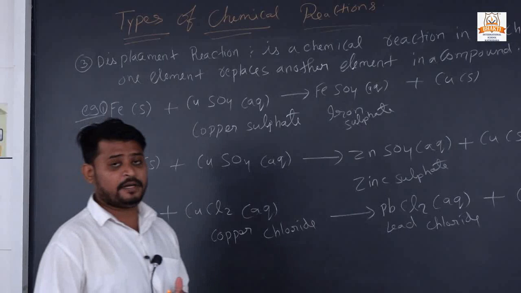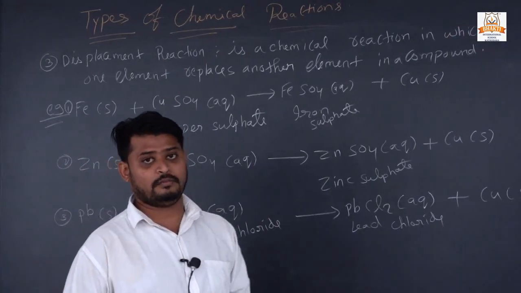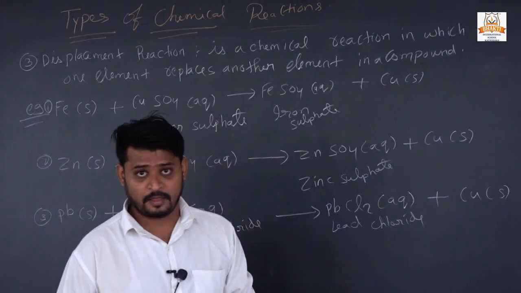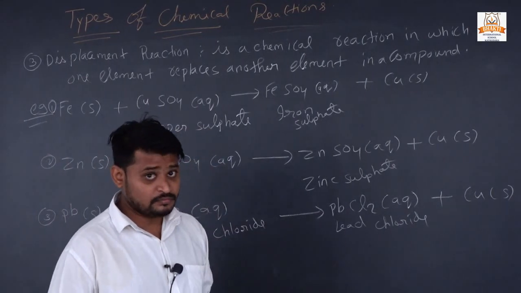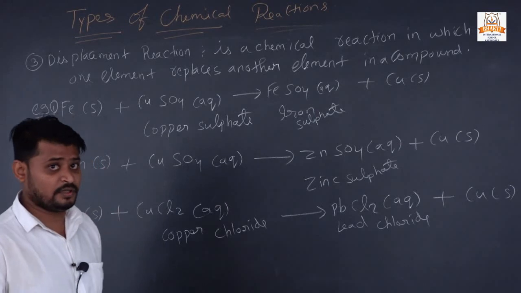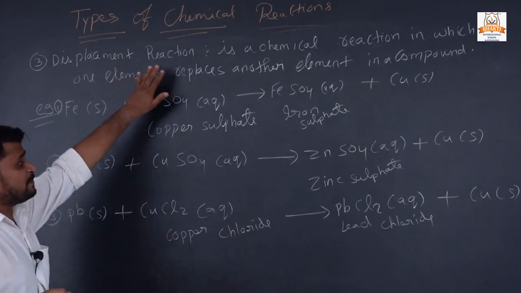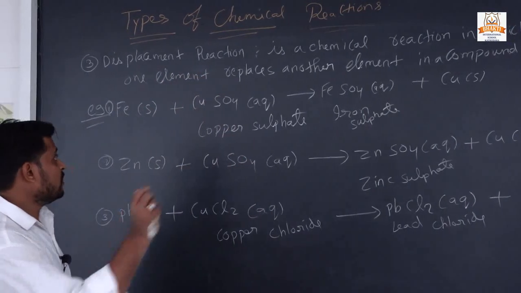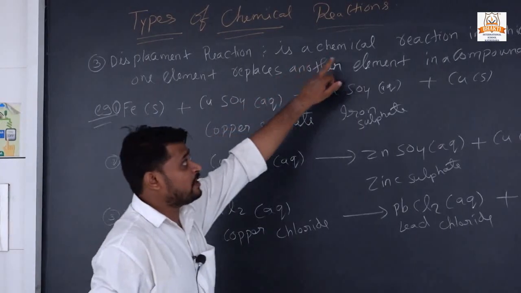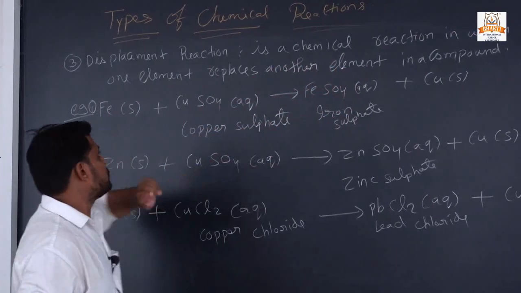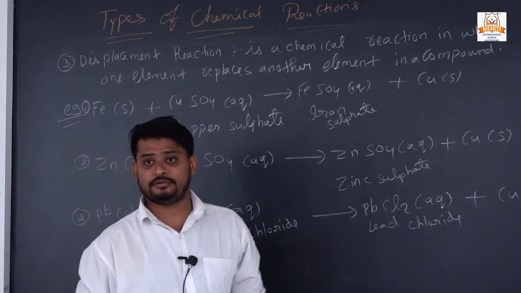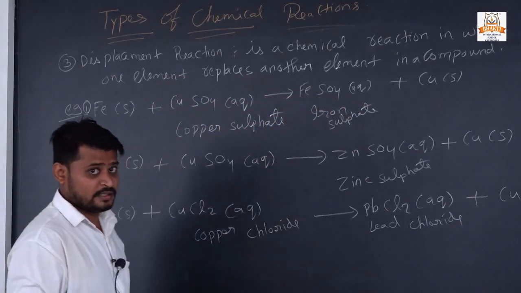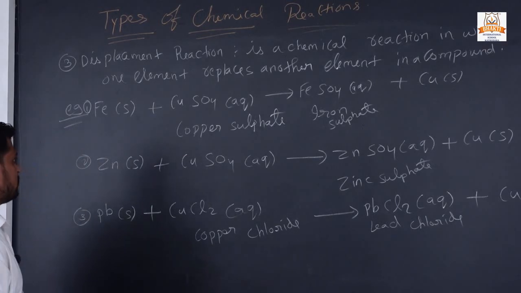It will be completely different from the first two reactions. What were the first two reactions? Combination reaction and decomposition reaction. Okay, now our third is displacement reaction. A displacement reaction is a chemical reaction in which one element replaces another element in a compound. Let's see some examples, then you will understand better.